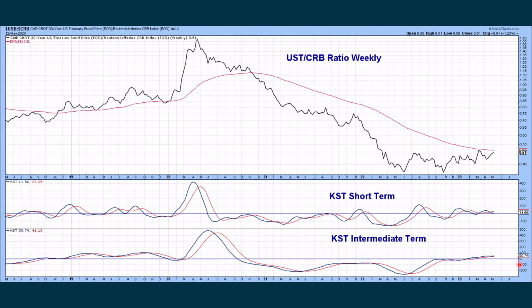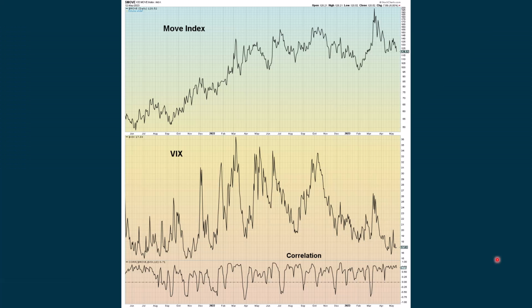Then we also look at a ratio between bonds and the CRB index on a weekly chart. We're still below this moving average. In the short term, the KST is still negative, and it's kind of hard to see, but in the intermediate term, the KST is pretty much right on top of each other.